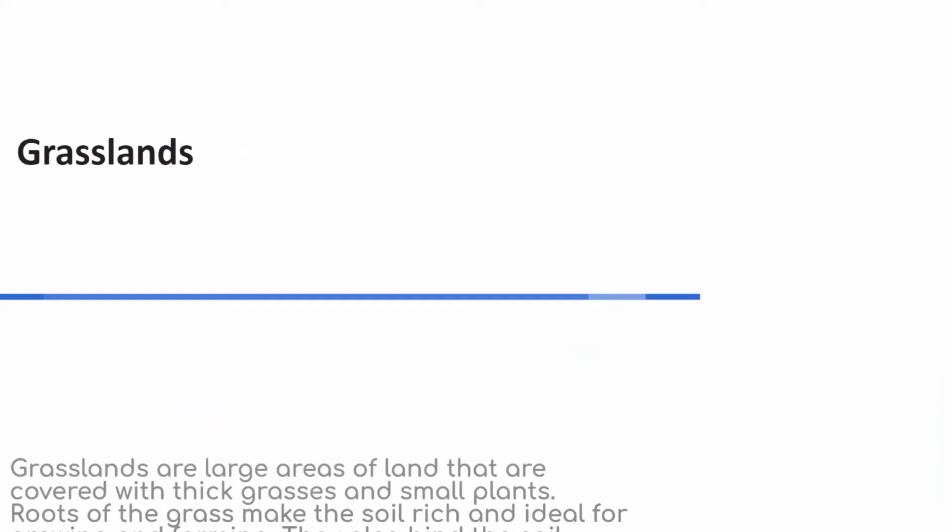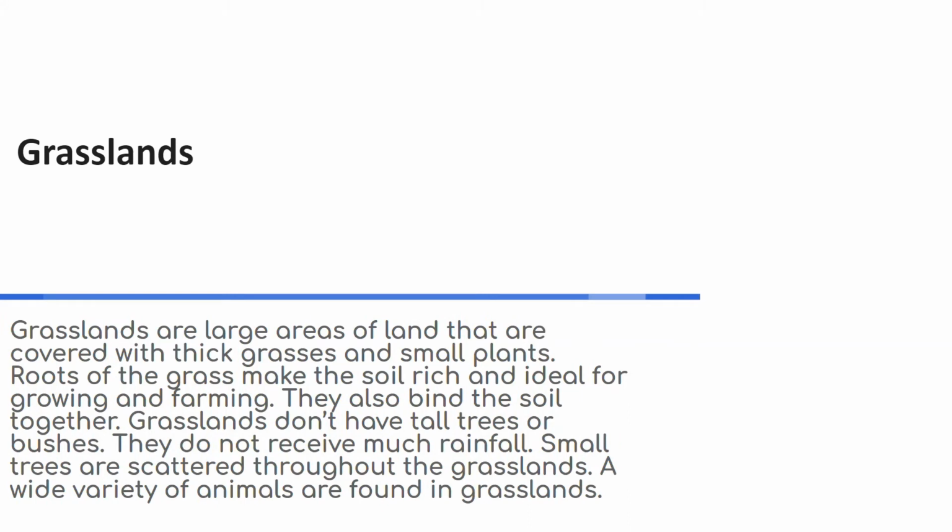Grasslands. Grasslands are large areas of land that are covered with thick grasses and small plants. Roots of the grasses make the soil rich and other food grow in farming. They also bind the soil together. Grasslands do not have tall trees or bushes.